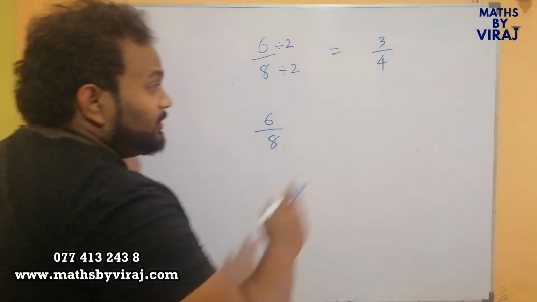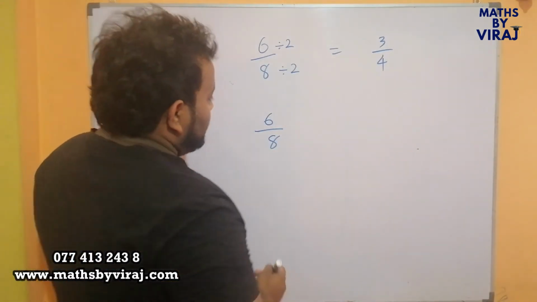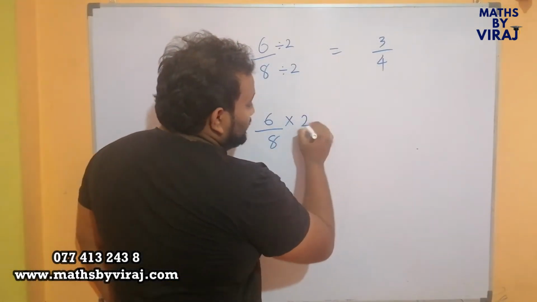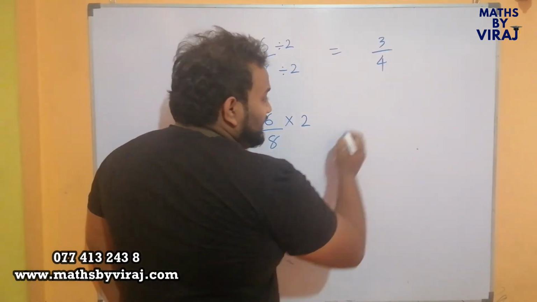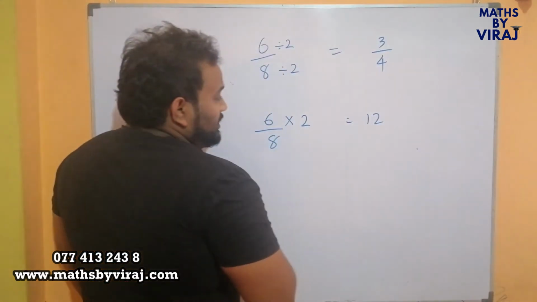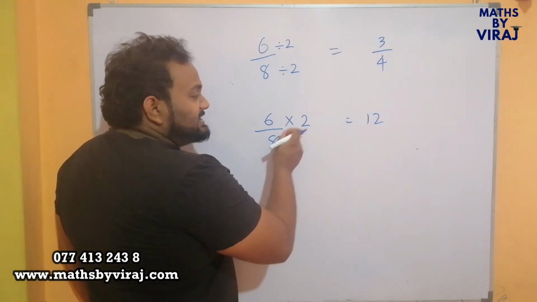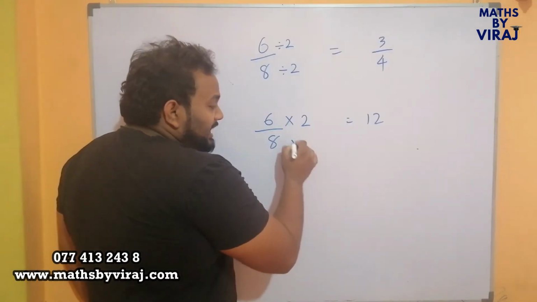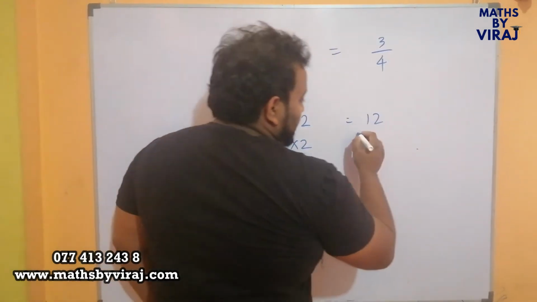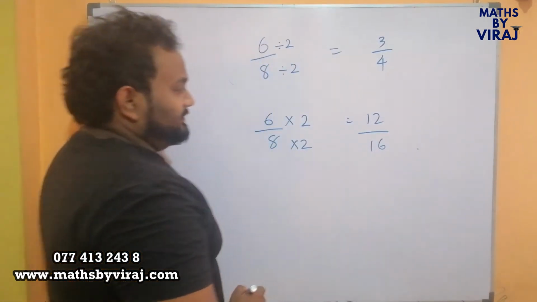Similarly, if I am to multiply 6 by 2, what is it that I am getting? I am getting 12. So I can't just multiply 6 by 2. I should then multiply 8 also by 2, which I get as 16.